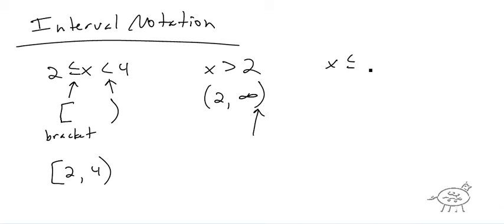And then x is less than or equal to 3. Well, that means it's negative infinity to 3. Okay, that one's got a bracket because it includes 3, and a parenthesis because it doesn't include negative infinity.